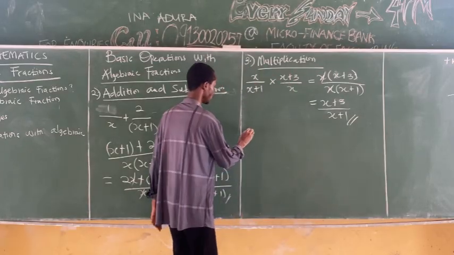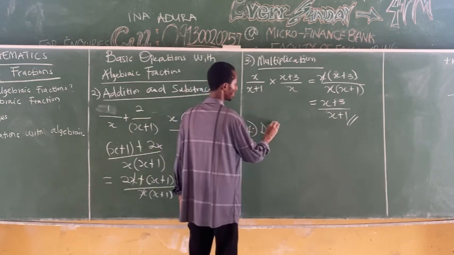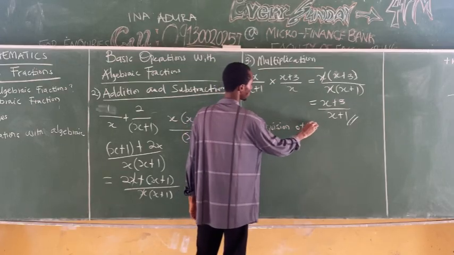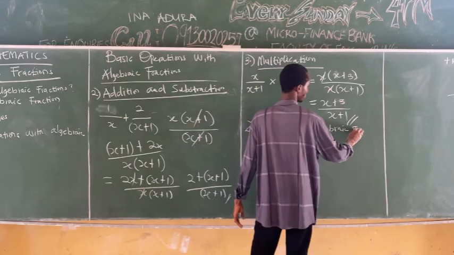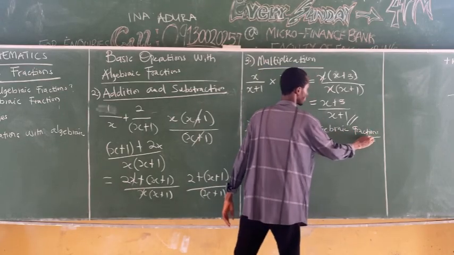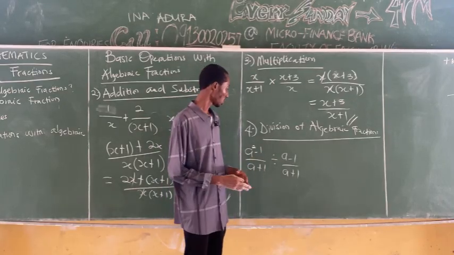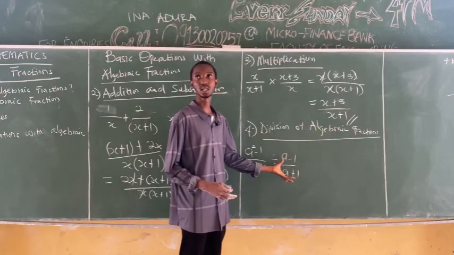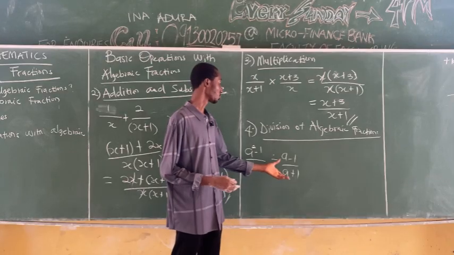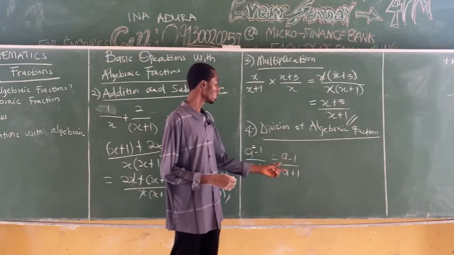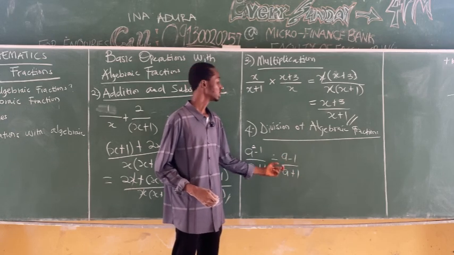The next we have here is the fourth basic operation known as division. Division of algebraic fractions. For division of algebraic fractions, what you have to do is you take the inverse of the second term and multiply it. The inverse, I mean the reciprocal of this second term, then you multiply it. When you take the reciprocal, this denominator here comes up and the numerator goes down. The sign changes from division to multiplication.